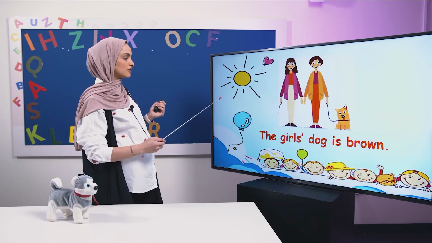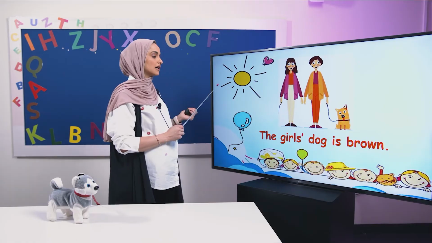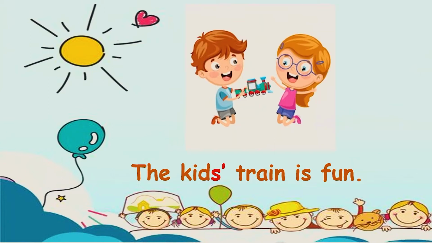One more example. We have 2 girls here, so it's a plural. Let's see the rule. The girls' dog is brown. Since it's a plural, we just add the apostrophe.